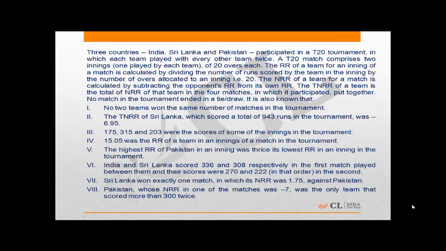Pakistan, whose net run rate in one of the matches was minus 7, was the only team that scored more than 300 twice. That means Pakistan had a net run rate of minus 7 in one of its matches, and it is the only team which was successful in scoring more than 300 two times in the tournament.